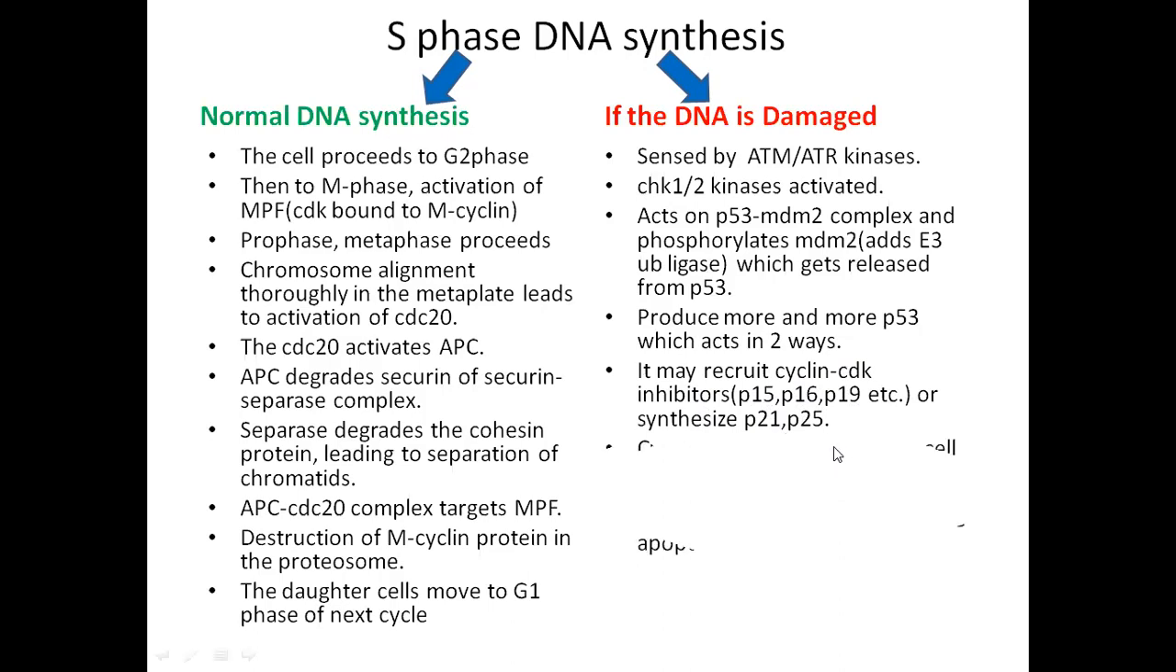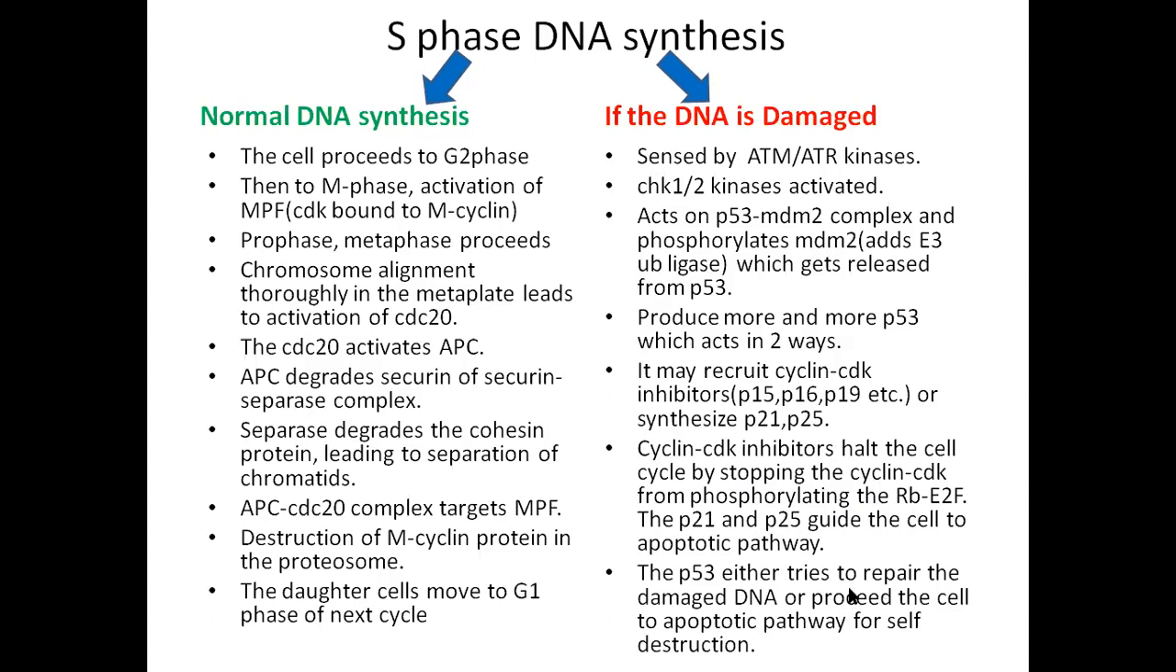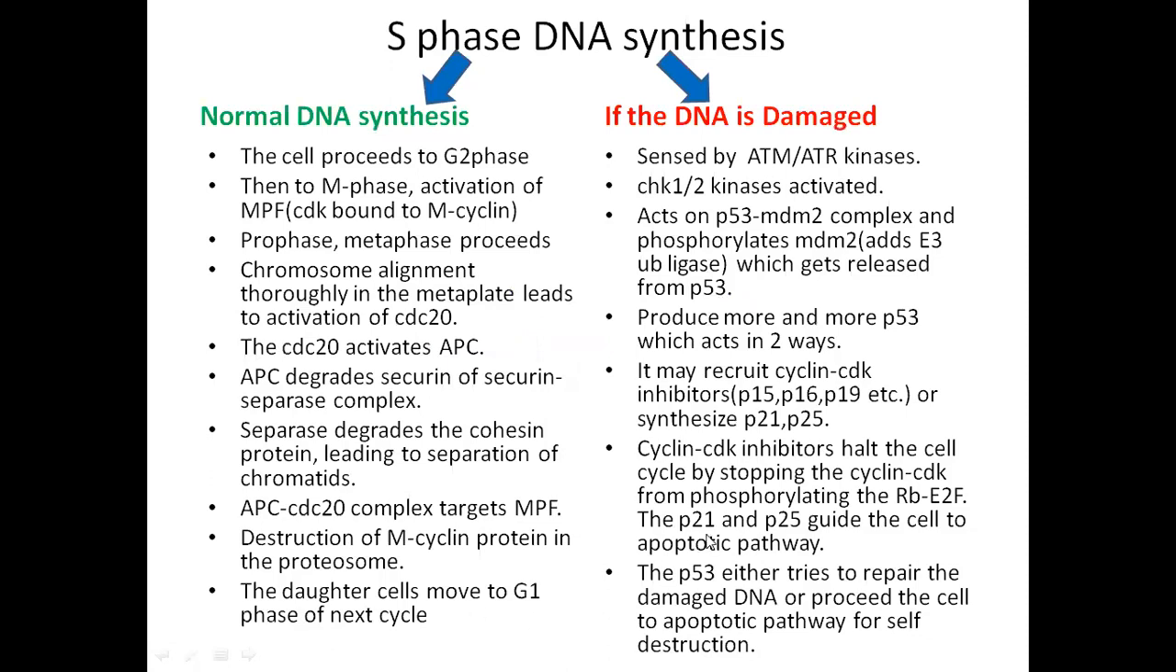Okay. And another way is by the cyclin-CDK inhibitors. So this we have discussed already. And another way is if the cell cannot repair its DNA, if the DNA repair is not possible, then the P53 proceeds the cell to the apoptotic pathway. Through that, the P53 stops the cell from producing damaged daughter cells.